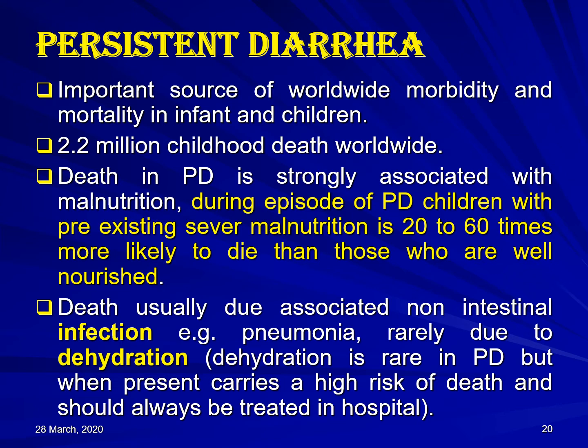Death is usually associated with non-intestinal infection. Those patients with persistent diarrhea and malnutrition have immune suppression, so they are more liable to pneumonia. Another cause of death is dehydration. Dehydration in persistent diarrhea is rare, but when it is present, it is an ominous sign and needs to be treated carefully in the hospital.